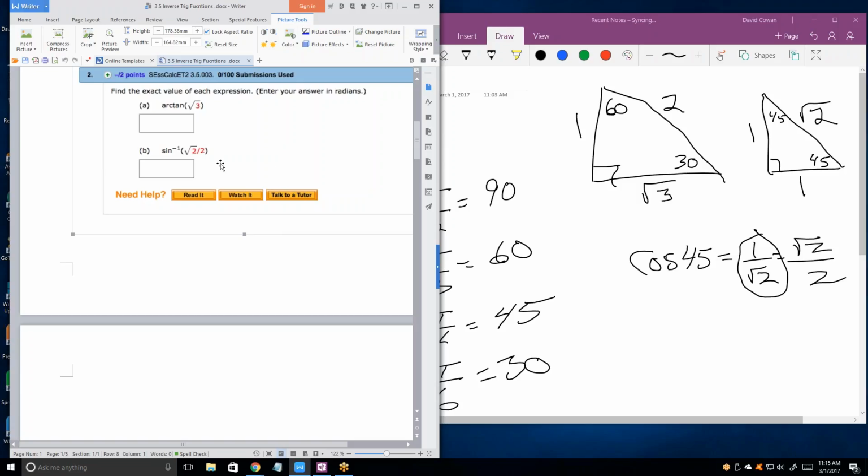Okay, let's look at B. The inverse sine of root 2 over 2. Okay, so what angle is that? Always remember that you're looking for 45, right? Right, exactly. It's the same as the cosine. Pi over 4, okay. So pi over 4, exactly.